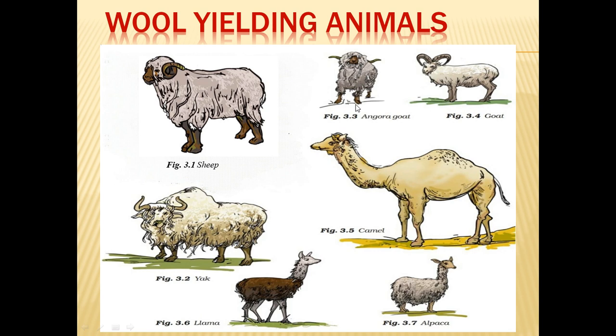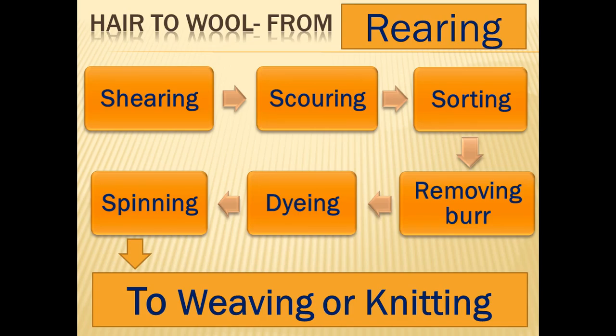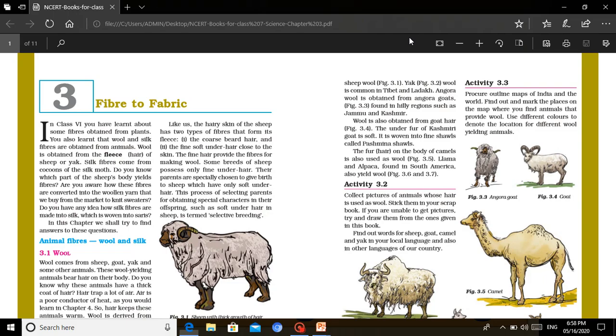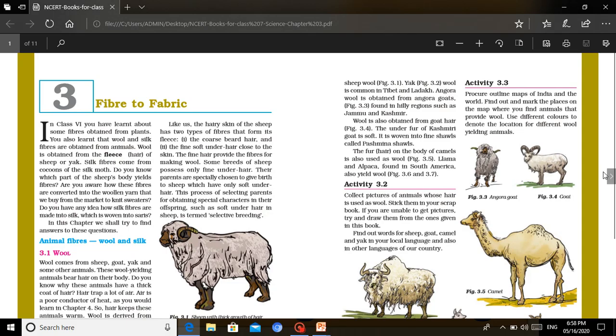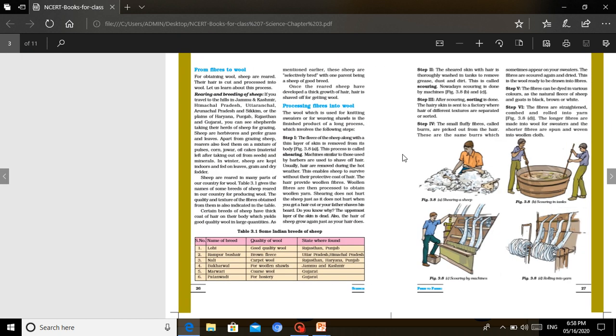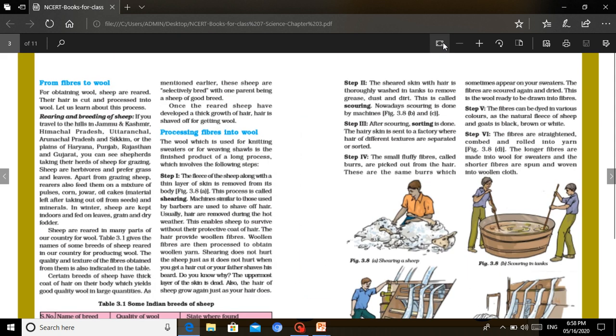Alright. My dear students, generally what happens, this fiber is first of all collected by certain process, and then it travels a long way to convert into the fabric. So that journey from hair to wool starts from rearing. What is rearing? Actually, rearing is taking care of animals. How it is done, that you can understand here. My dear students, this rearing is a very important step of getting fibers to wool.